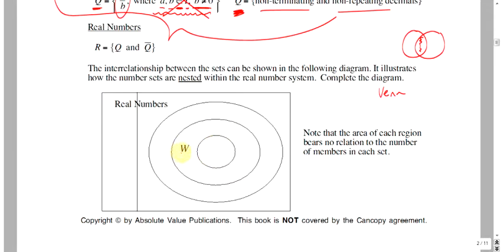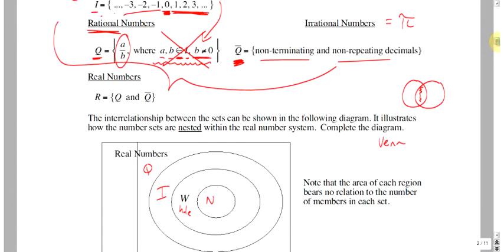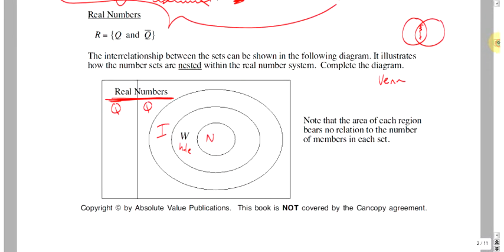Guess what W stands for? Whole numbers. What's included in the set of whole numbers? Natural numbers. These are all included in the set of integers. And integers are the set of rational. But we also have not Q, not rational or irrational, and all of this is contained in real numbers. But like I said 4 times now, that's all the numbers we're going to see.